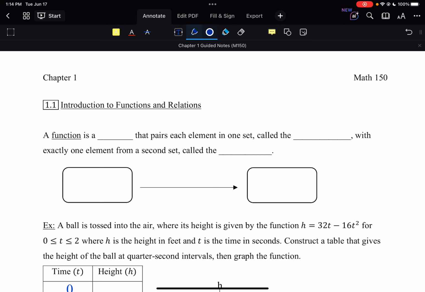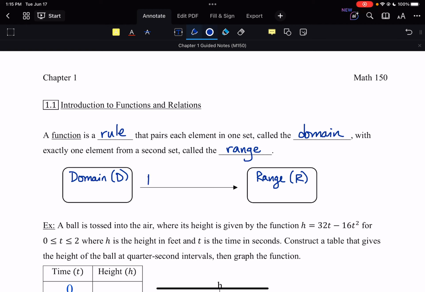So a function is defined as a rule that pairs each element in one set, called the domain, with exactly one element from a second set called the range. Okay, so we have one set of values over here. This is our domain, which is often abbreviated D. We have another set of values that we call the range, which is often abbreviated with an R.